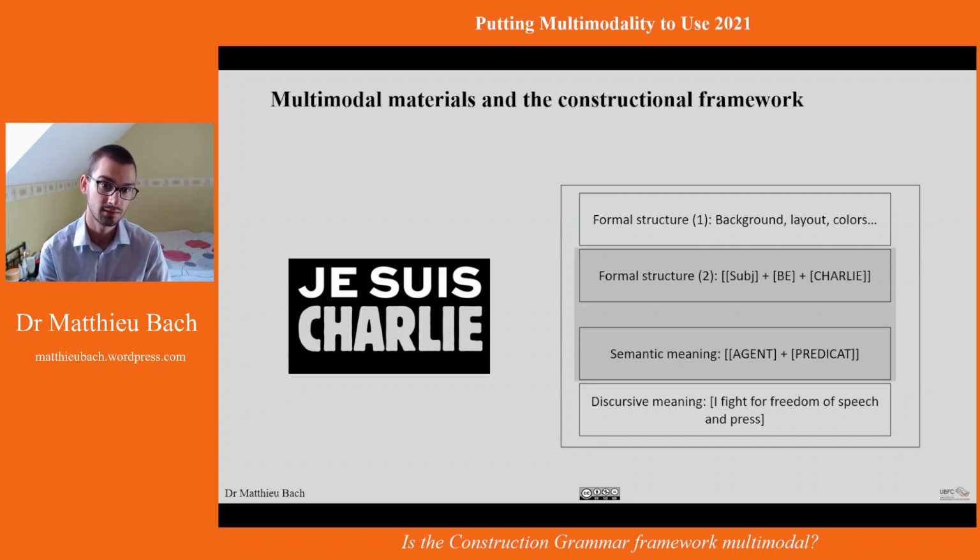And then I had the second layer under the semantic meaning layer, the discursive meaning or the discourse construction meaning, which is what I actually say when I say I am Charlie. I'm not Charlie, it doesn't work. But when I say I am Charlie, I mean I fight for freedom of speech and press, for example. Or at the beginning, I see myself as a component of Charlie, and I also was attacked during the Paris attack. Okay, so that might be a work basis, let's say.